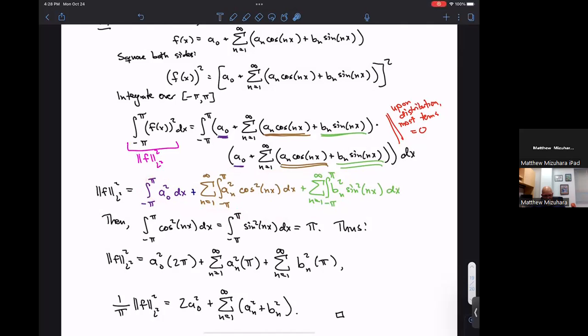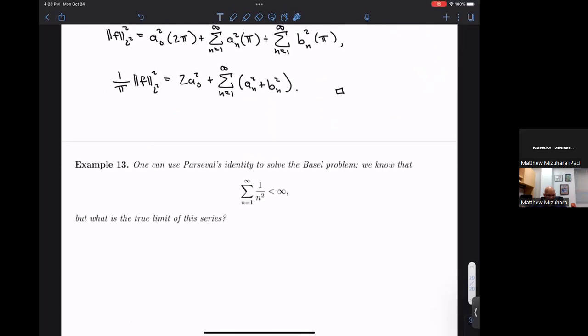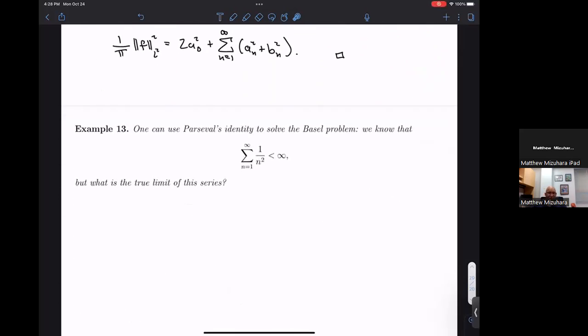Okay, so how do we use this theorem? Well, one of my favorite applications of Parseval's identity is to solve the Basel problem. So we talked about this briefly in class. We know that this infinite sum of 1 over n squared does converge. This is the p-test from Calc 2. The question is, what does it actually converge to? Well, it turns out to be a beautiful application of this identity we just proved.